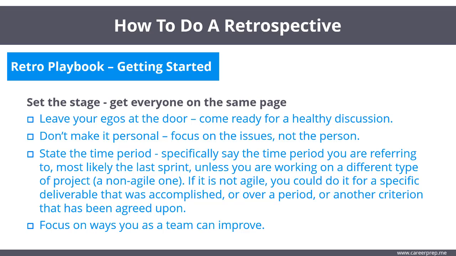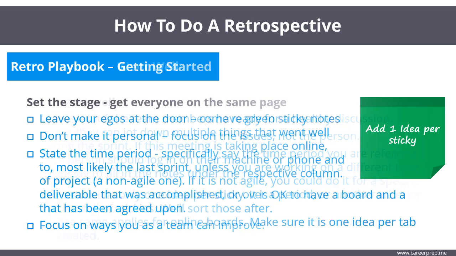State the time period. Specifically say the time period you're referring to, most likely the last sprint, unless you're working on a different type of project, a non-agile one. If it is non-agile, you could do it for a specific deliverable that was accomplished, or over a period of time, or another criterion that has been agreed upon. Focus on ways you as a team can improve.